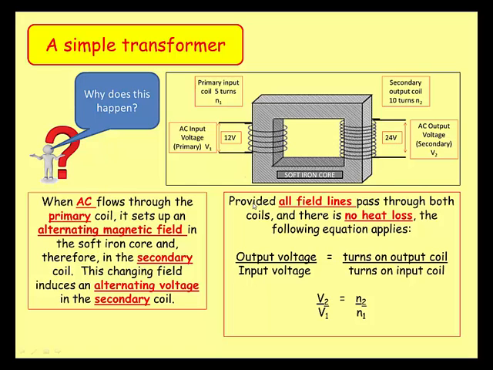Now, this is a big proviso. Provided all field lines, that's magnetic field lines, pass through both coils, and there is no heat loss. Big if there, because there's going to be heat loss. The following equation applies. So the equation applies in an ideal situation. The output voltage, i.e. the secondary voltage, divided by the input voltage or primary voltage is equal to turns on the output coil or secondary coil divided by turns on the input coil. Or we could say V2 divided by V1 equals N2 divided by N1. And that is the equation we need for transformers.